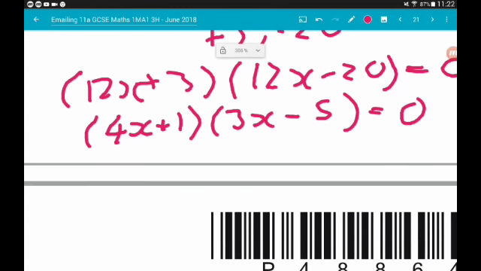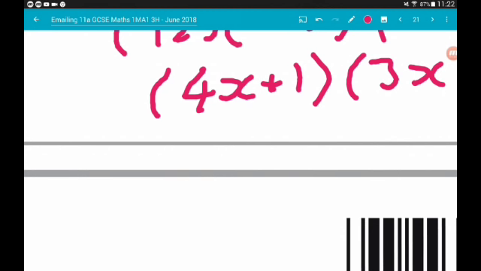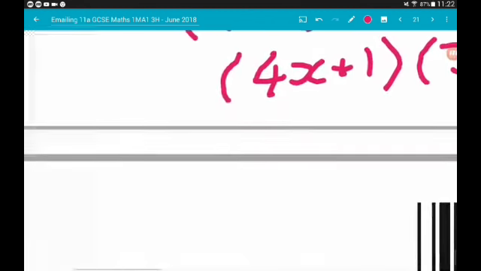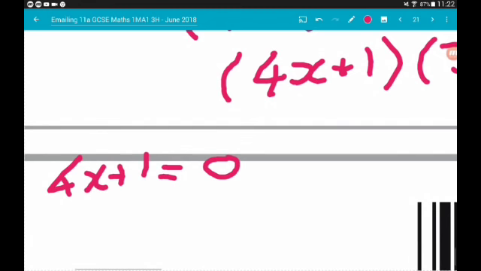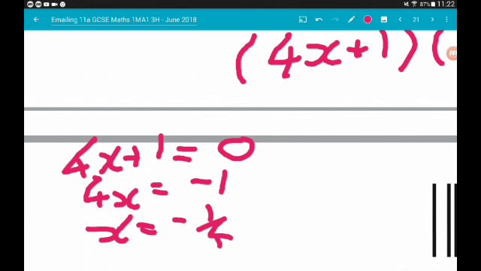So from that we can get two solutions for x. So remember, to get solutions we set what is inside a bracket equal to 0 and solve for x. So this first bracket will tell us 4x plus 1 is equal to 0, 4x is equal to minus 1, so x would be minus a quarter.